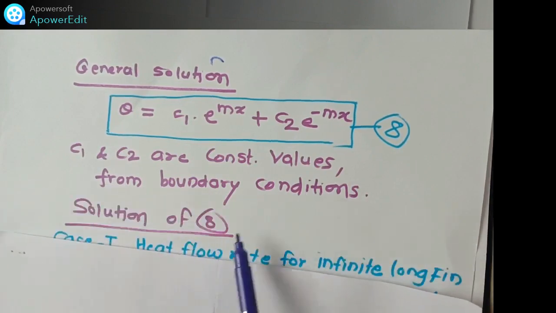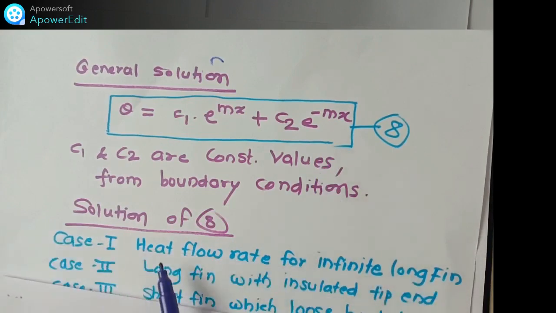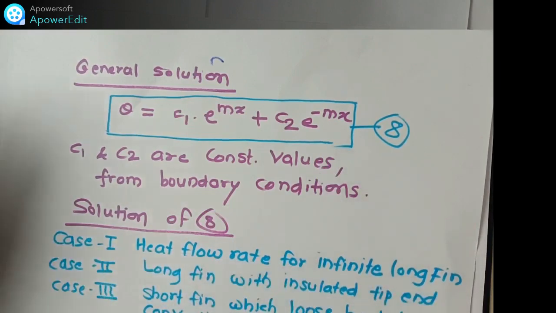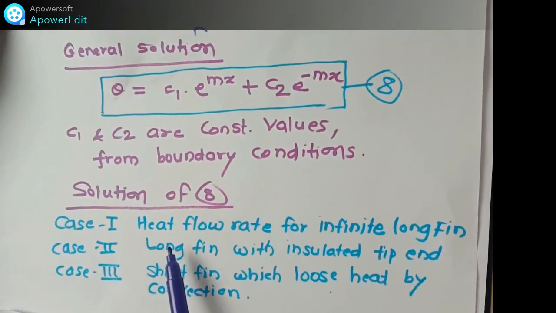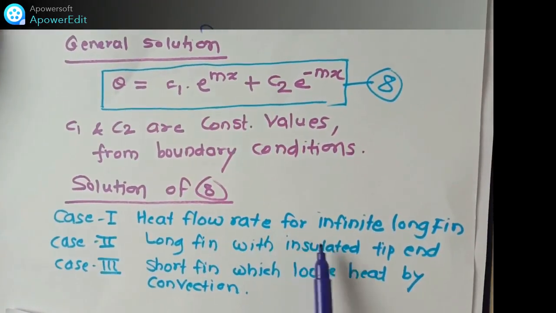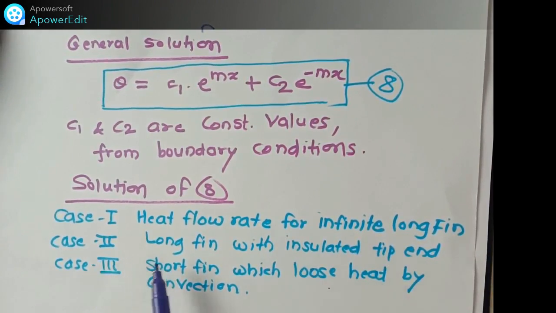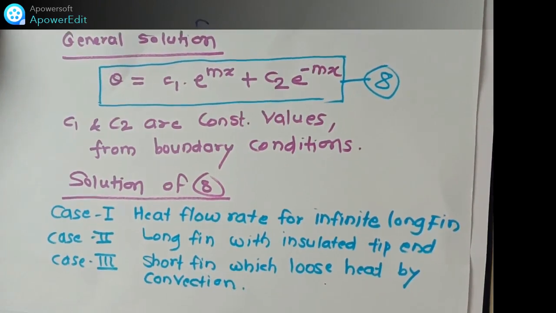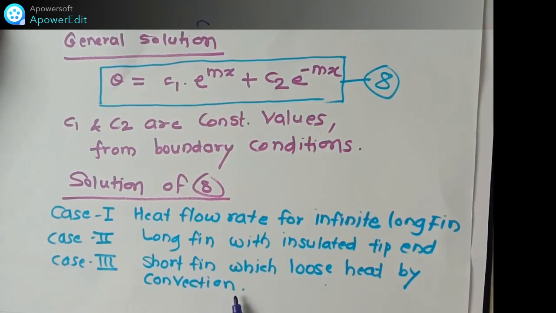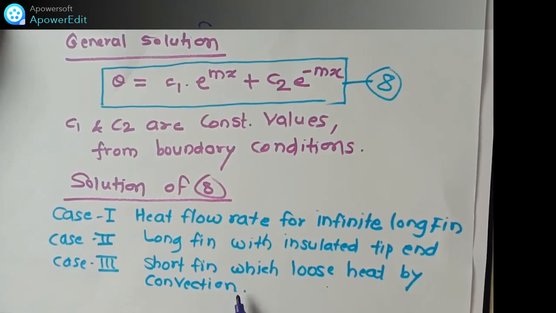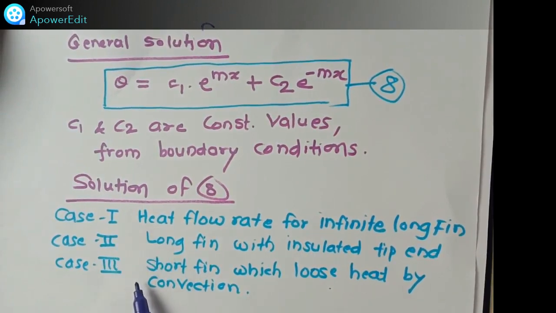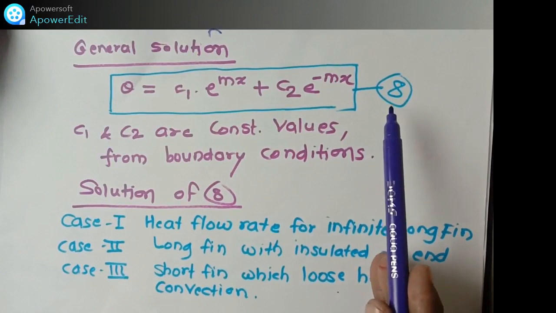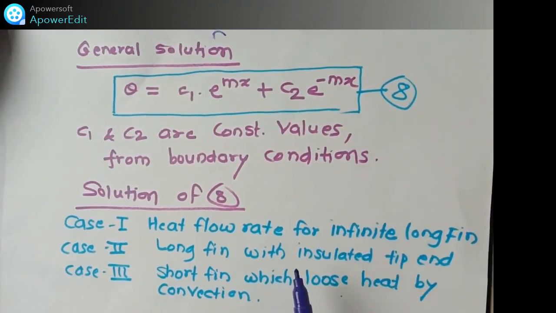From the solution of equation 8, we will have three cases. Case 1 is heat flow rate from an infinitely long fin, case 2 is heat flow rate from a long fin with an insulated tip end, and case 3 is a short fin, heat flow through a short fin which loses heat by convection. These three derivations we will derive from equation number 8 in the next video.